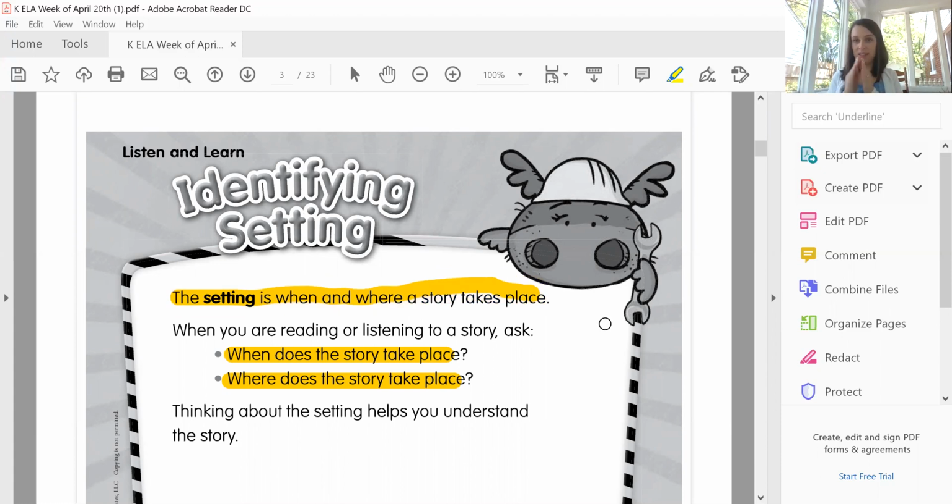We say the setting is when, touch your watch like you're thinking about what time it is, and where, look around, the story takes place. When we think about the setting in a story, it helps us to understand what's happening. So I'm going to go ahead and show you a little anchor chart that will help us.